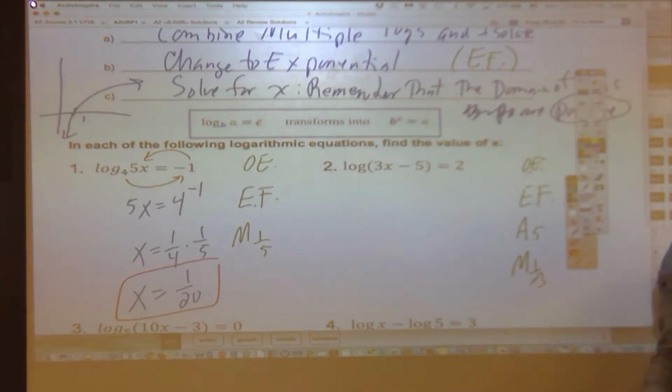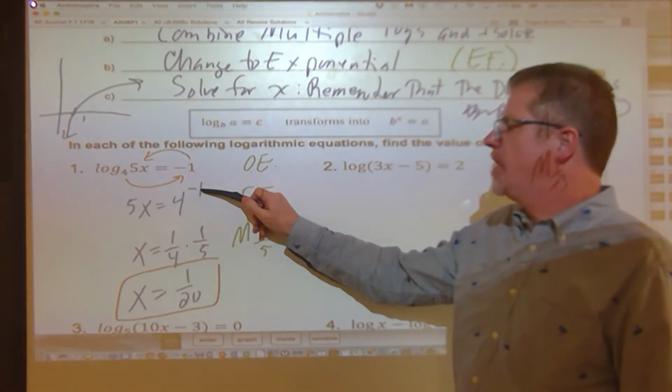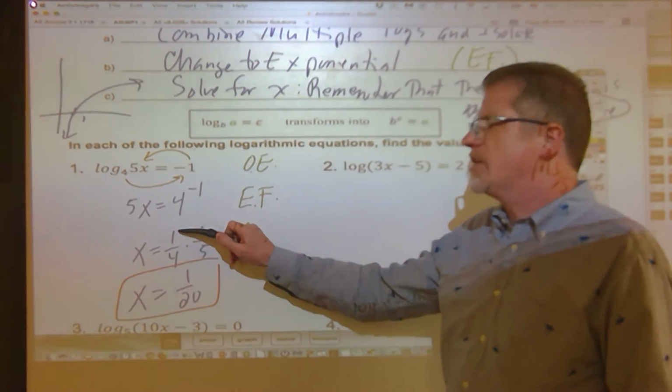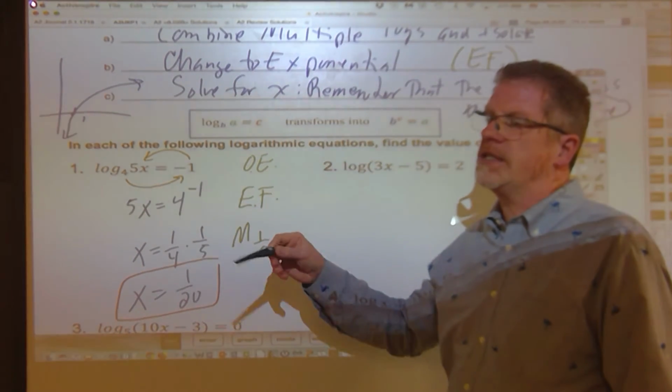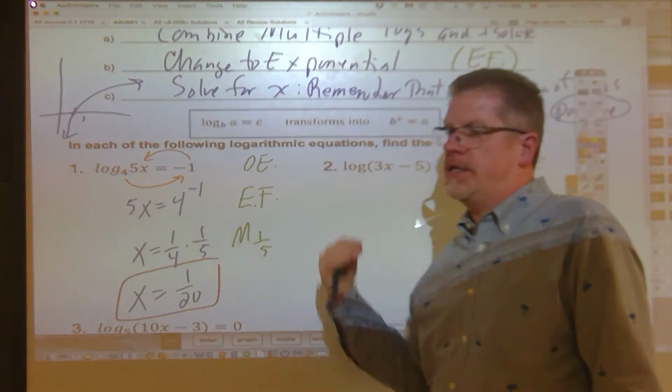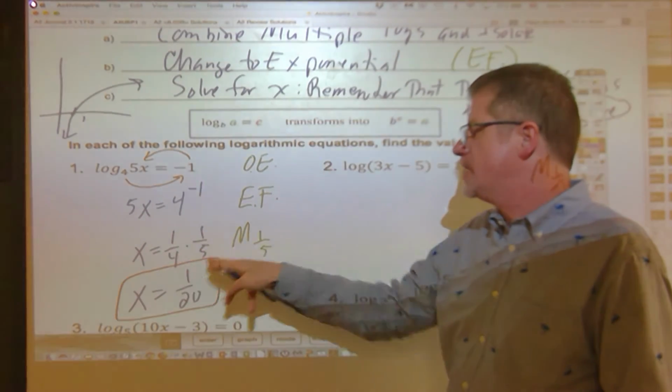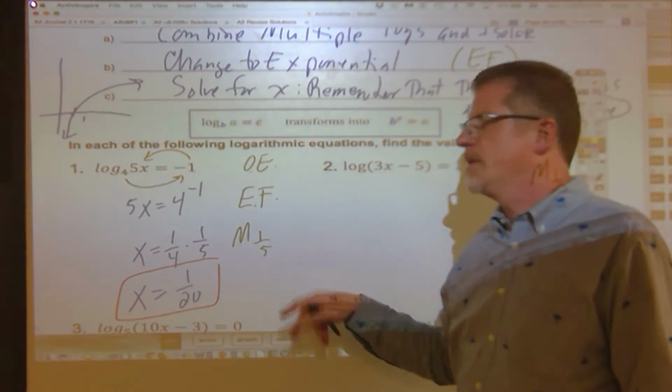Anna, do you have a question? Why do you multiply by 1/3? Because I have a fraction involved here. 4 to the negative 1 is the fraction 1/4. And I'd prefer not to divide a fraction by a number. So when fractions are involved, it's better to multiply by the reciprocal.